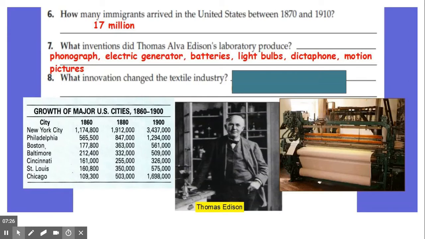Guys like Alexander Graham Bell and his assistant Thomas Watson, in 1874 they started working on the telephone and had it perfected by 1876, and that company is going to lead to the creation of AT&T.